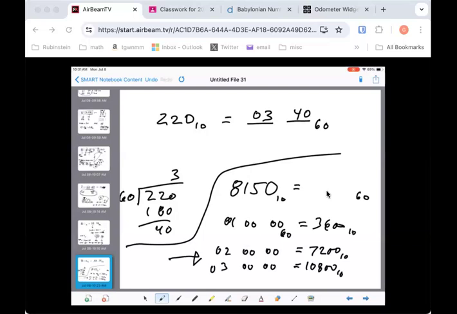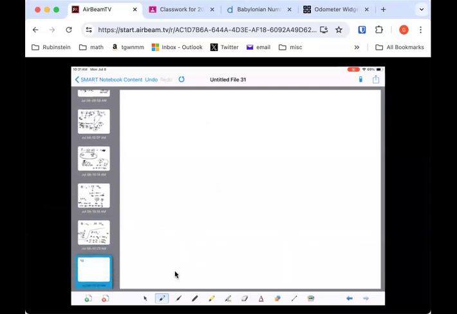Okay. So most of the people did get the right answer, which I'm going to write down here. And I'm going to go over how to do that because not everyone got it right. So it's okay. 8,150 in base 10.